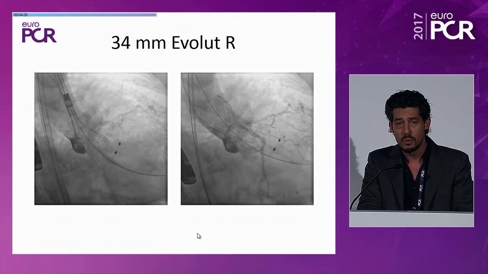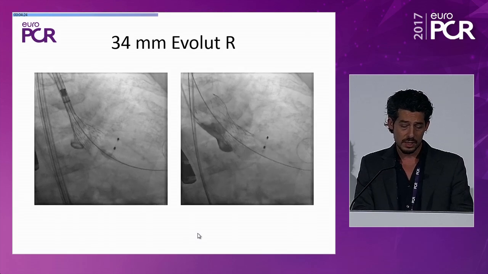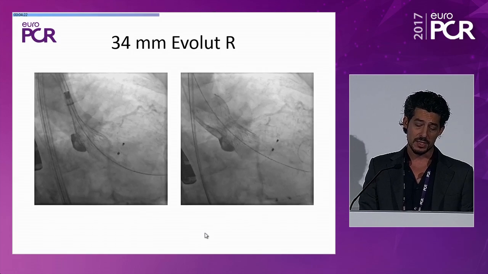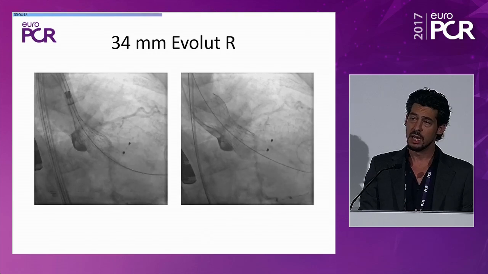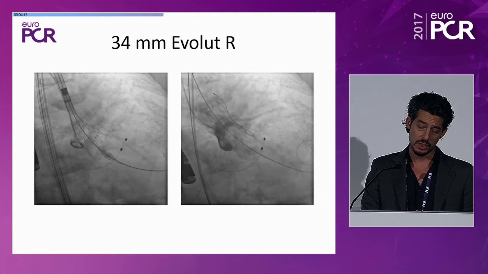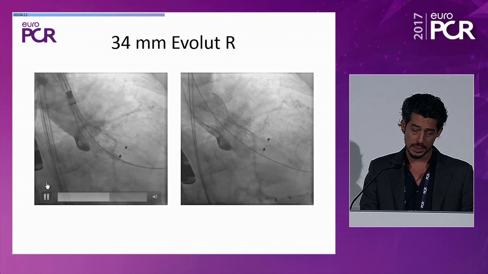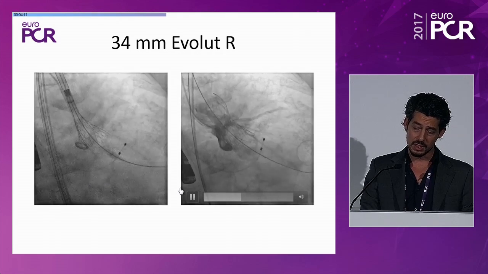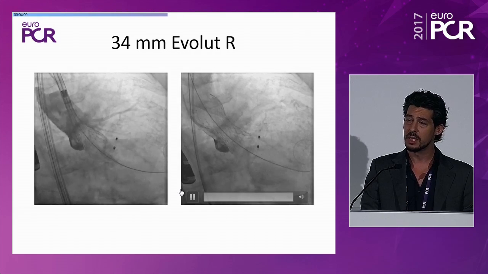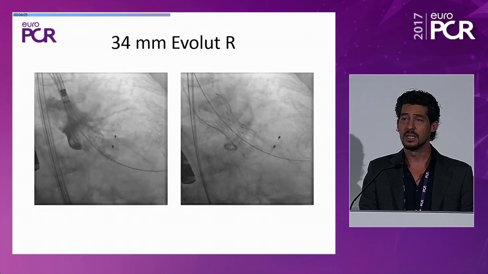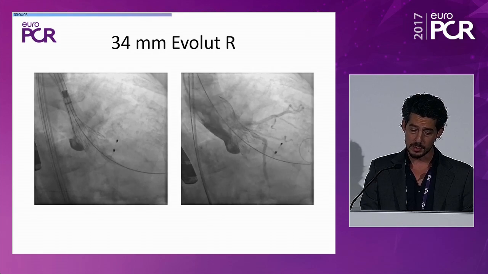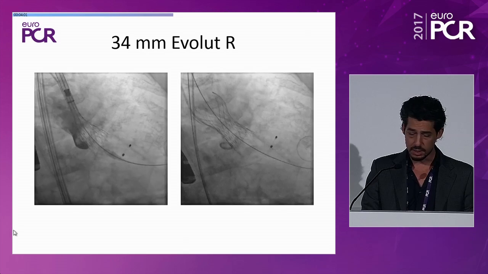We selected a 34 millimeter Evolut R in this case, based on a perimeter of 83, so we had quite significant oversizing. We used the double S curve in order to get proper positioning. And what you see on the right-hand side is some significant paravalvular leak, as you'd probably expect given the challenging anatomy. So what do we do next?